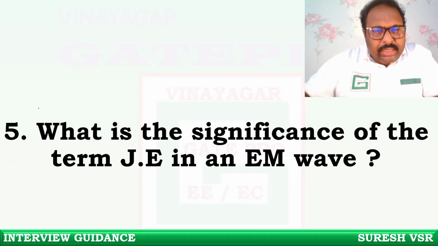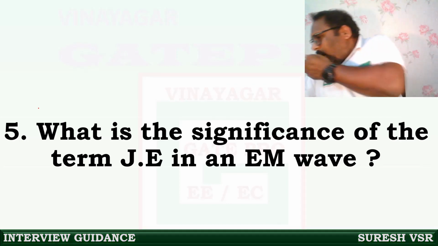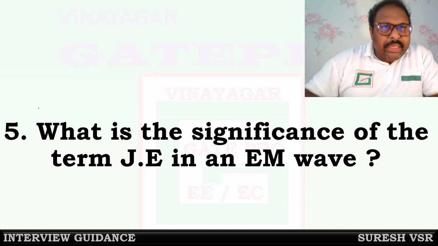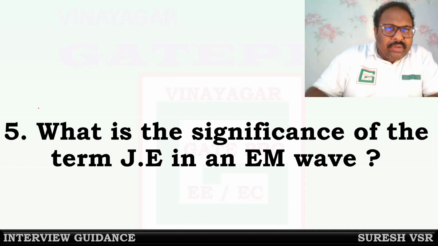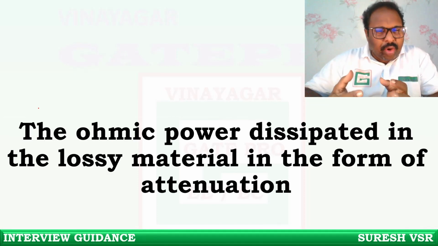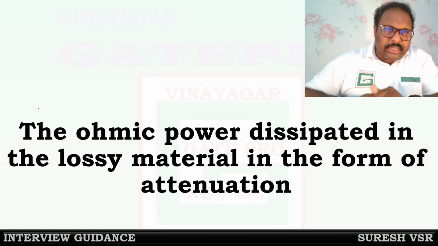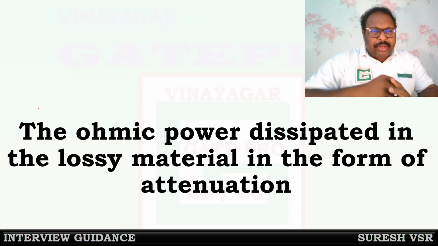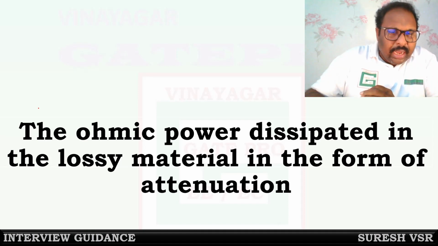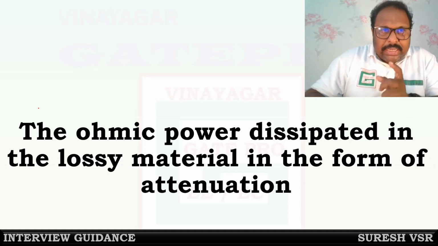What is the significance of the term J dot E in an EM wave? What does it signify? What does the term J dot E signify? J dot E signifies the loss, the ohmic power, the loss power or the power that the medium is acquiring because of the loss or the attenuation that is occurring. So ohmic power dissipated in the lossy material in the form of attenuation. That's what J dot E is. And it will occur only when there is sigma. It will occur only when there is conductivity because J is sigma E.